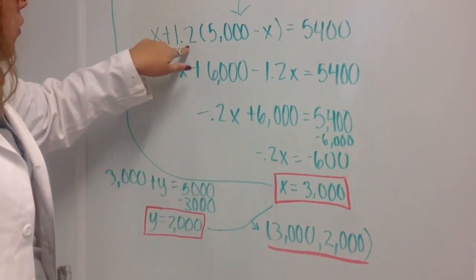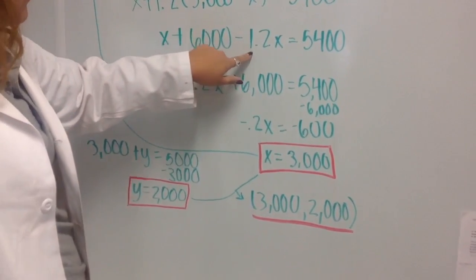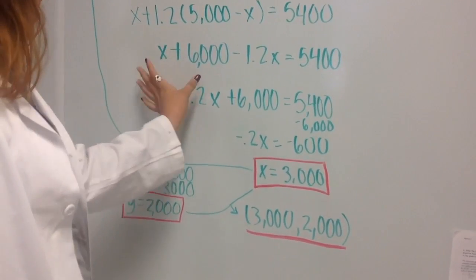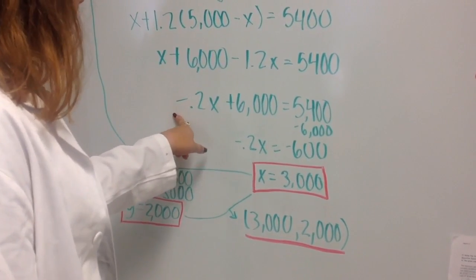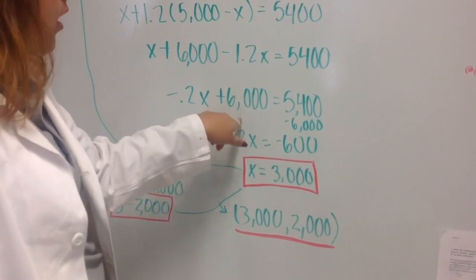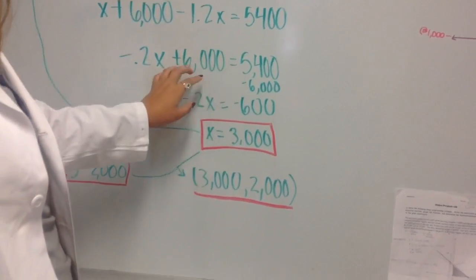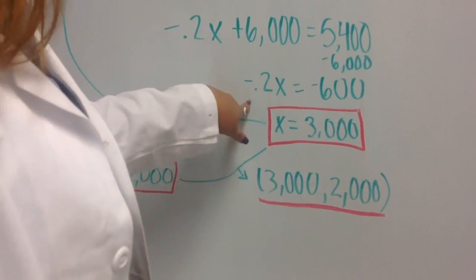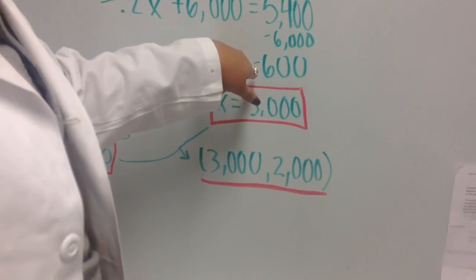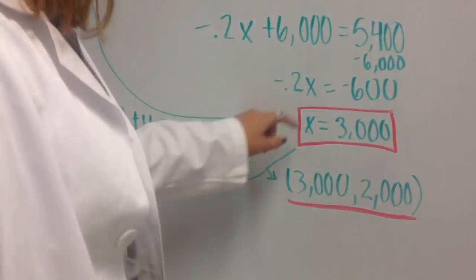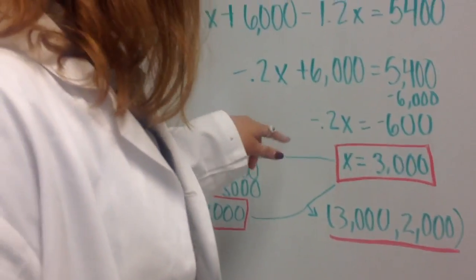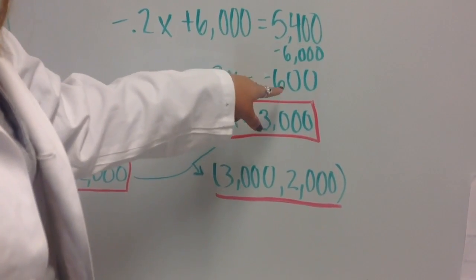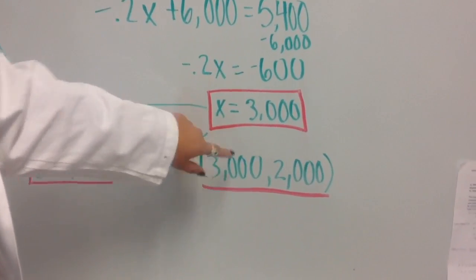And then I distributed the 1.2 and I got x plus 6,000 minus 1.2x equals 5,400. And then I combined the x's, so I got negative 0.2x plus 6,000 equals 5,400. And then I subtracted 6,000 and I got negative 0.2x equals negative 600. And then you divide negative 600 by negative 0.2 and you get 3,000.